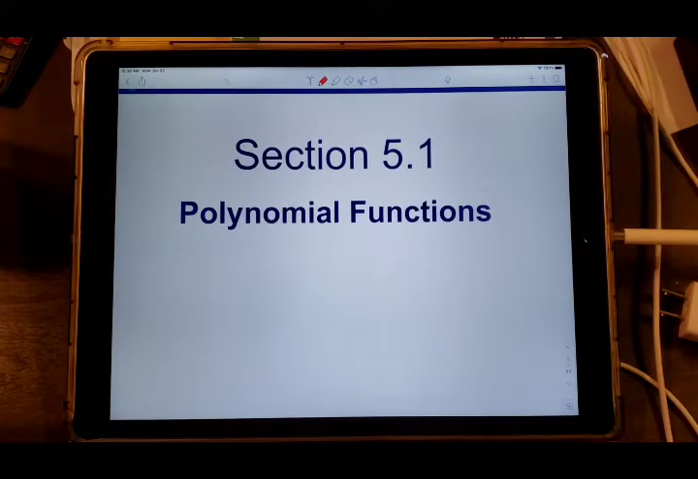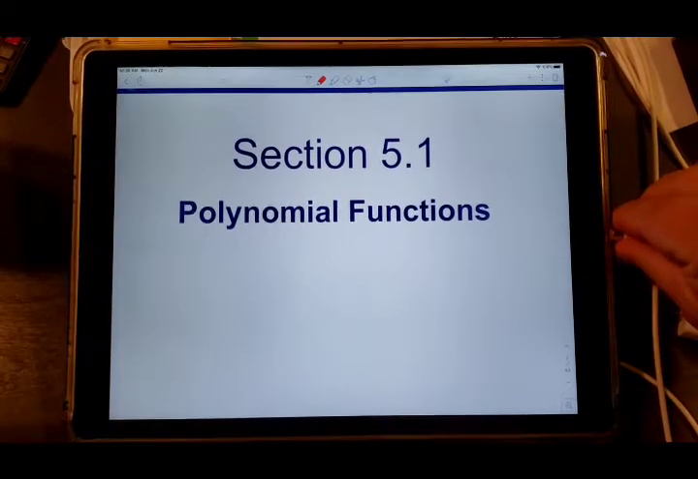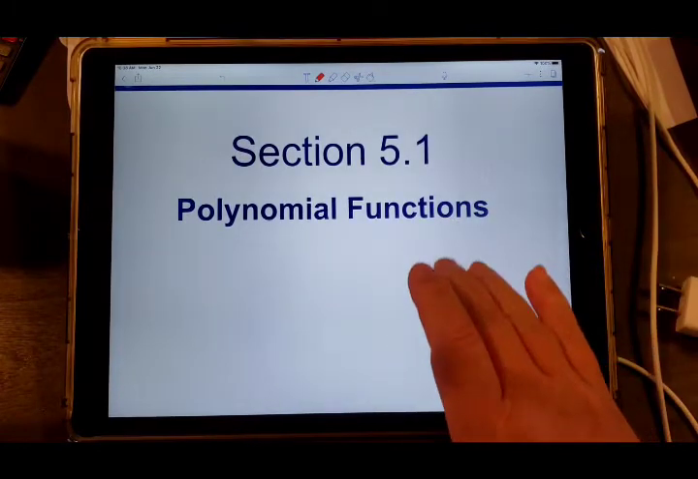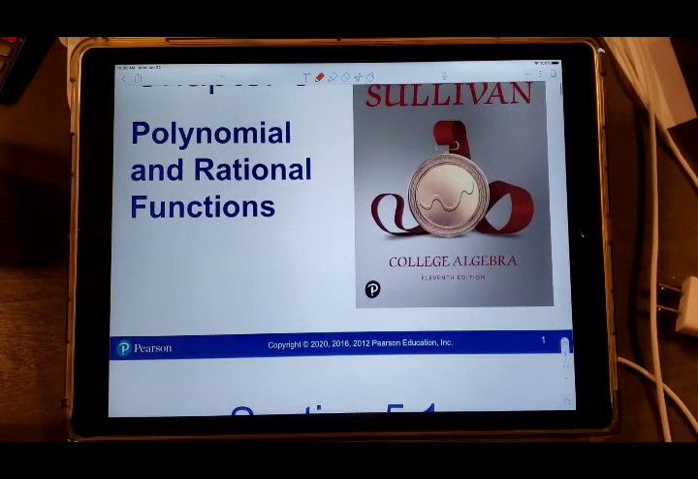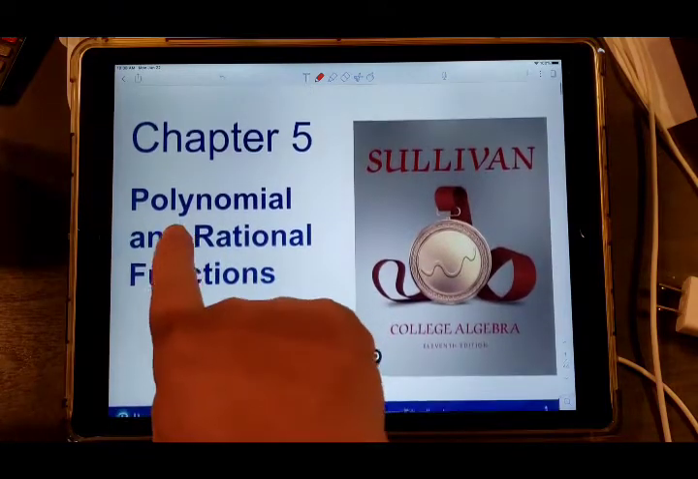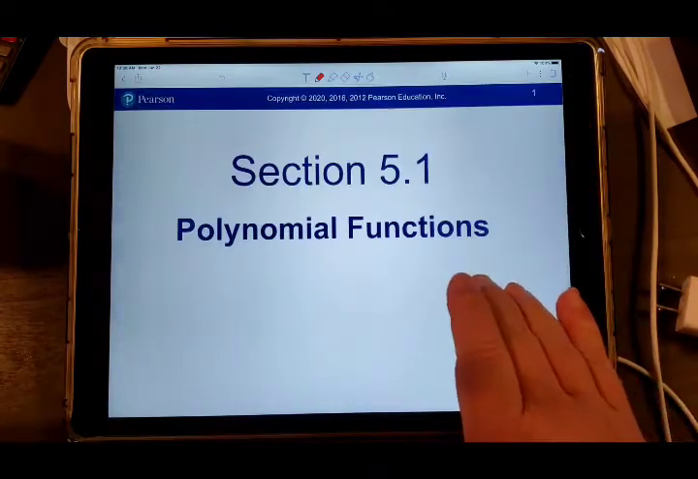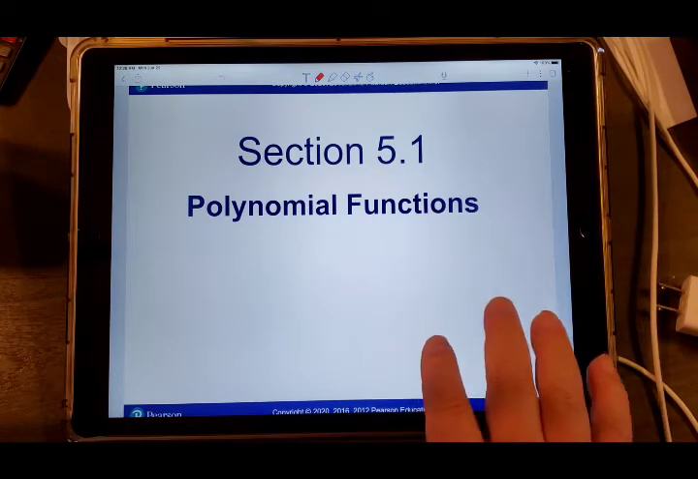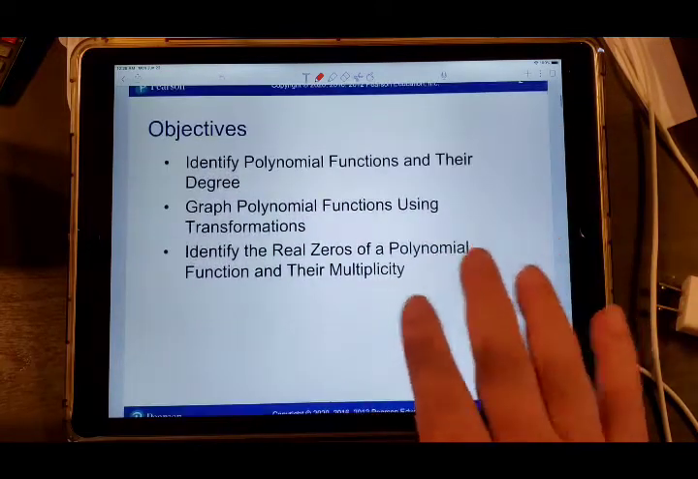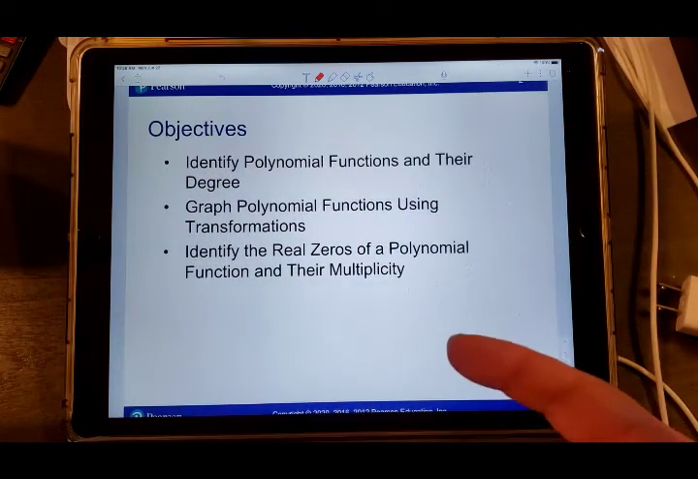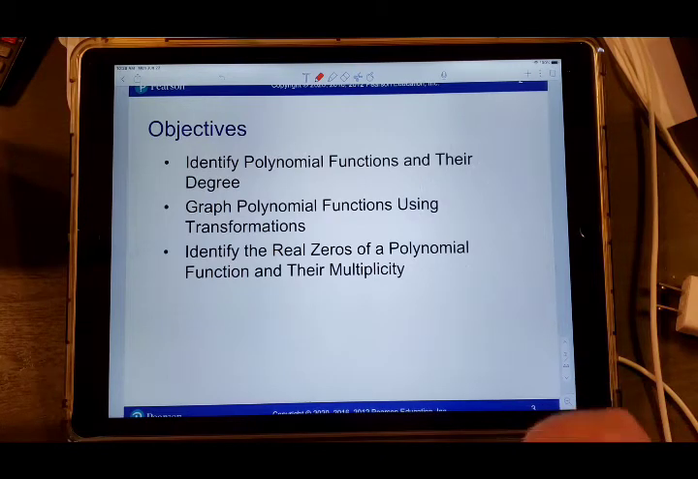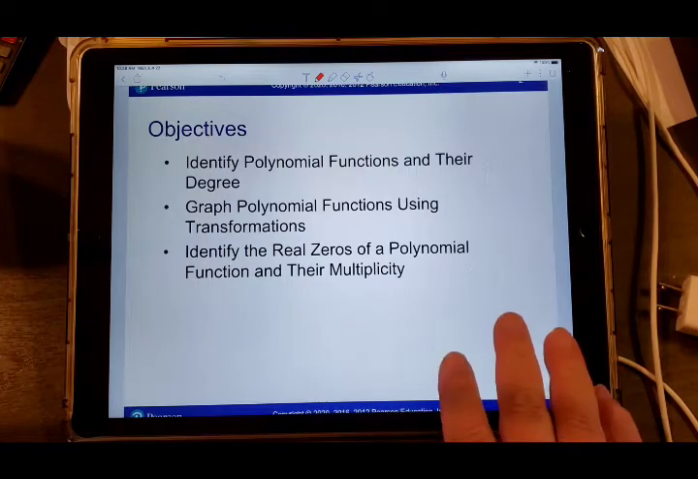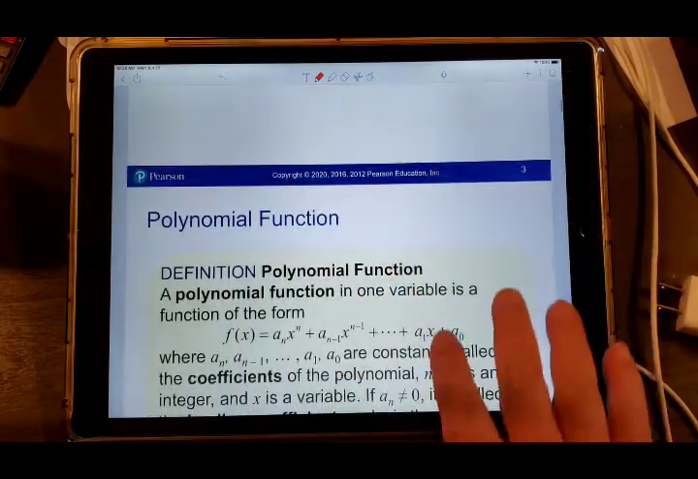All right, chapter 5 is polynomial functions, or all of chapter 5 is polynomial and rational functions, but 5.1, polynomial functions. Now, much of what I'm going to touch on in 5.1, I still consider review from previous classes, although there might be something presented just a little differently here. So it's important to go over it. All right, so let's look at some examples.